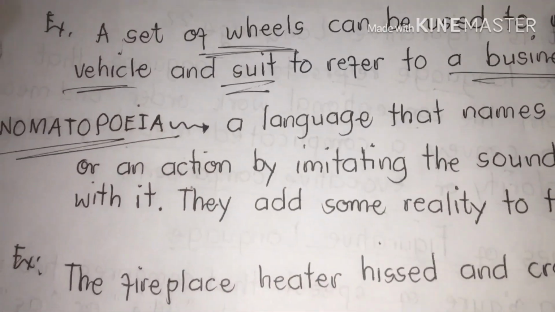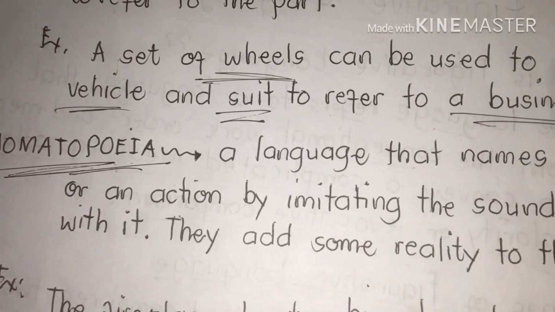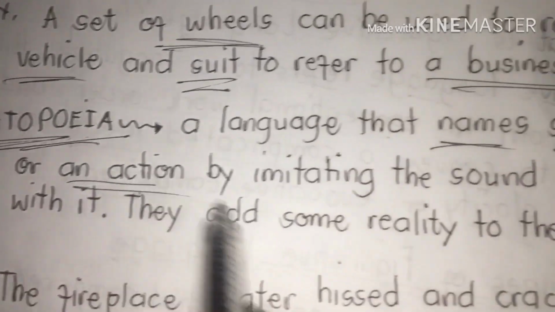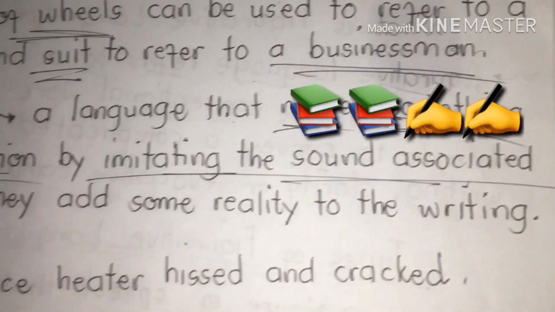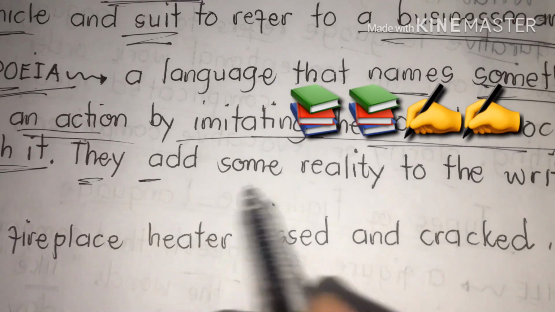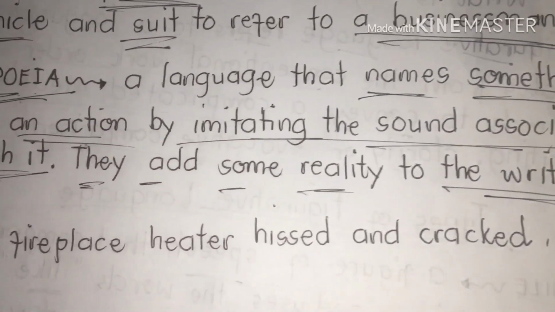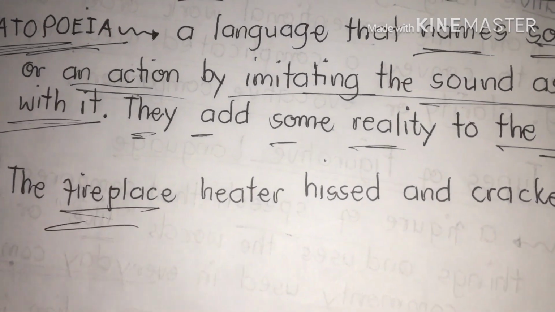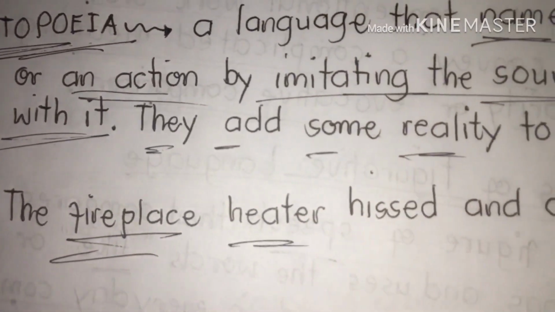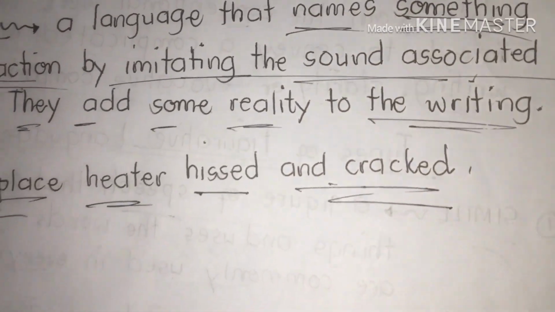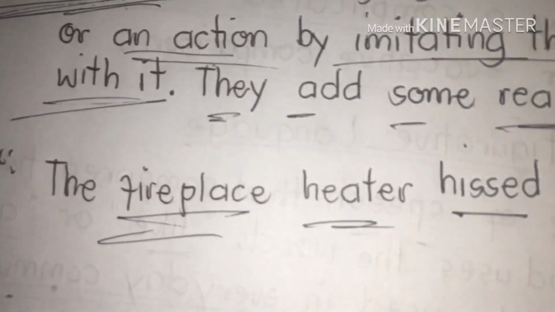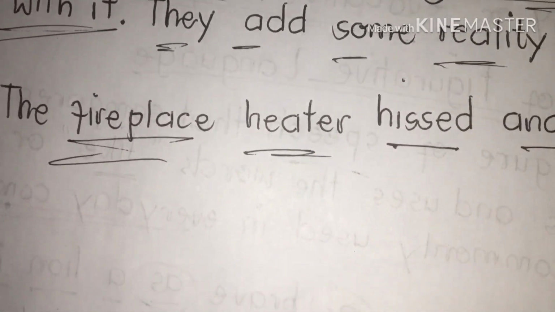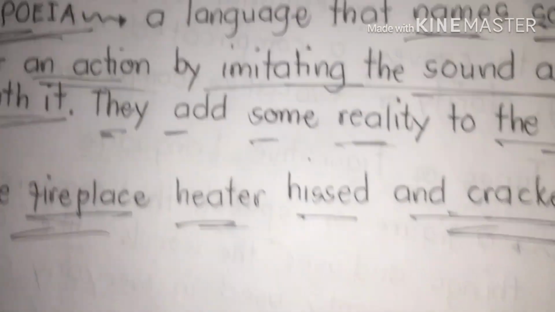Sixth, we have onomatopoeia. Onomatopoeia, class, is language that names something or states an action by imitating the sounds associated with it. It adds some reality to the writing. Example: the fireplace hissed and cracked. That means the actions imitate the sounds associated with them. That's what you call figurative language.